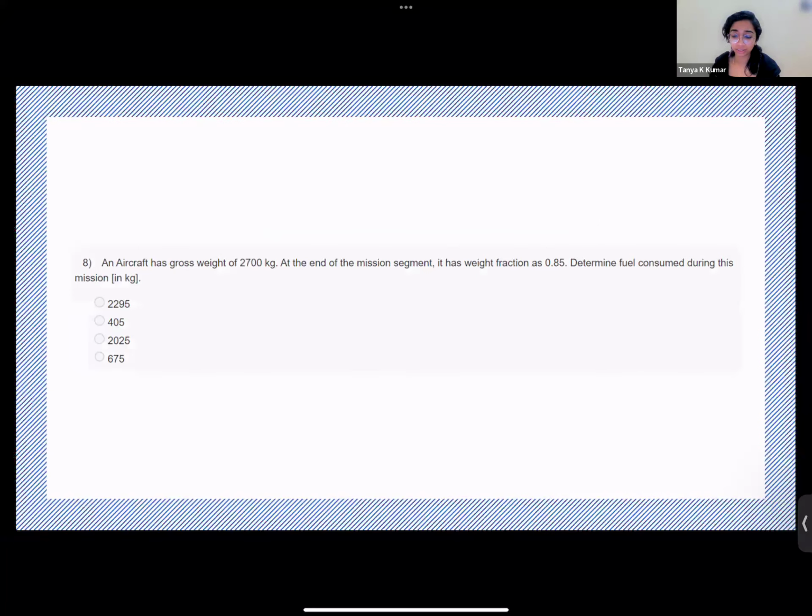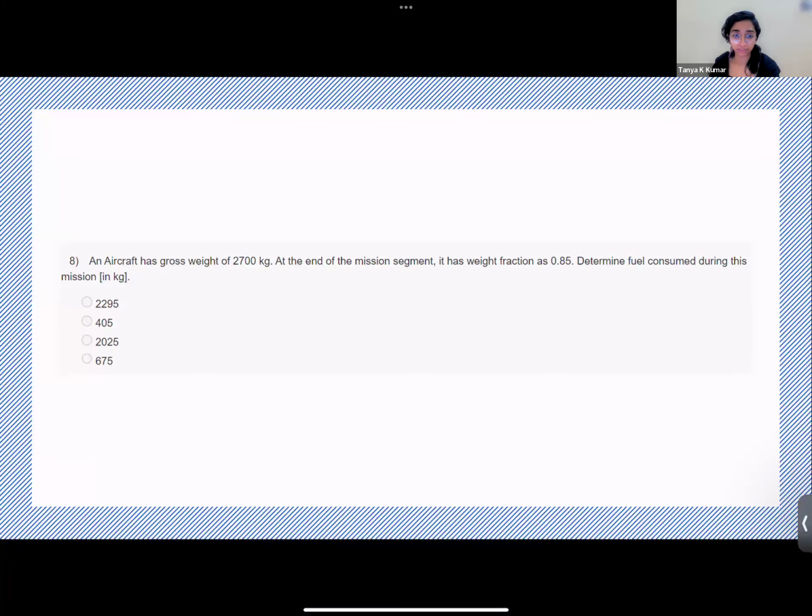Next, an aircraft has a gross weight of 2,700 kgs. At the end of the mission segment, it has a weight fraction of 0.85. Determine the fuel consumed during this mission. How will we do this? Again, try doing it and then we'll do this together.